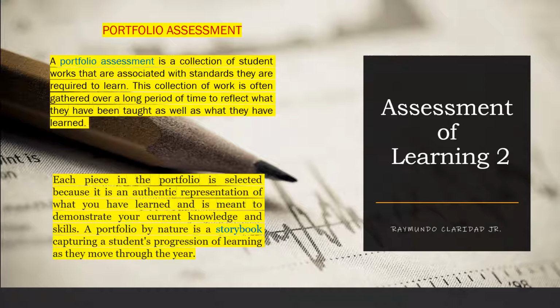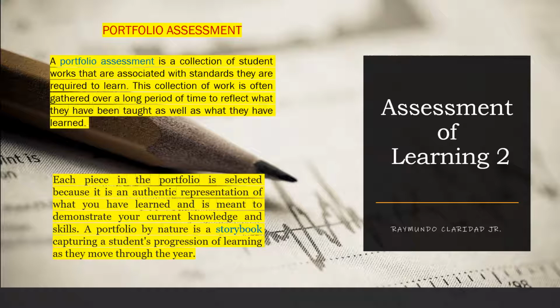What is a portfolio assessment? A portfolio assessment is a collection of student works that are associated with the standards they are required to learn. This collection of work is often gathered over a long period of time to reflect what they have been taught as well as what they have learned. Each piece in the portfolio is selected because it is an authentic representation of what you have learned and is meant to demonstrate your current knowledge and skills.